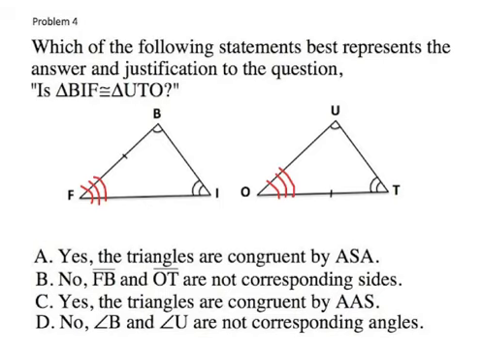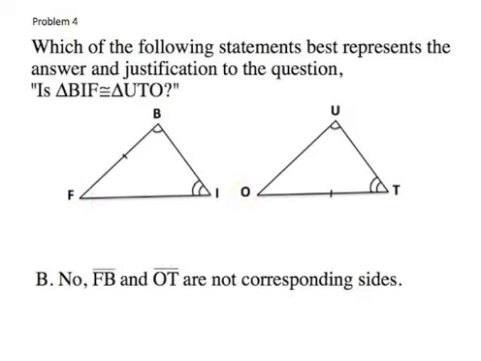In order to prove these triangles are congruent, we need to satisfy angle side angle or angle side, which both fail because segment FB and segment TO are not included between the same pair of congruent corresponding angles, so they are not corresponding sides. The triangles are not necessarily congruent, so the correct answer is B. No, segment FB and segment OT are not corresponding sides.